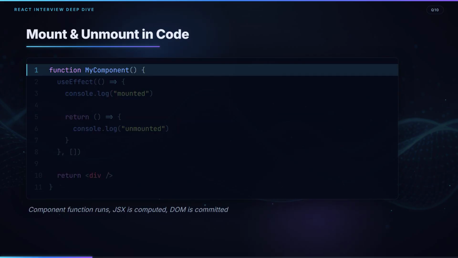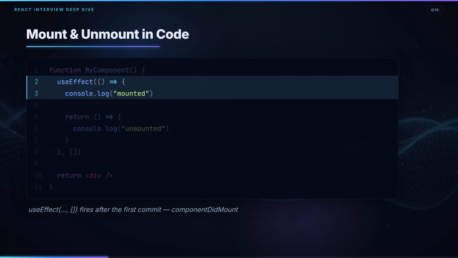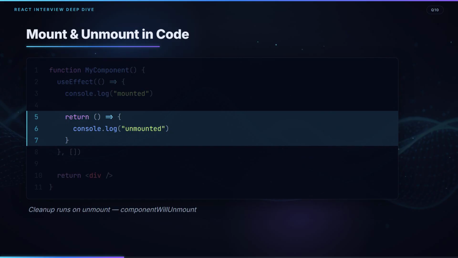On mount, React calls your component function, computes the JSX, and commits it to the DOM. Only then does React run your useEffect with an empty dependency array, the modern componentDidMount. The function you return from it is the cleanup. React calls it when the component unmounts, your component will unmount.